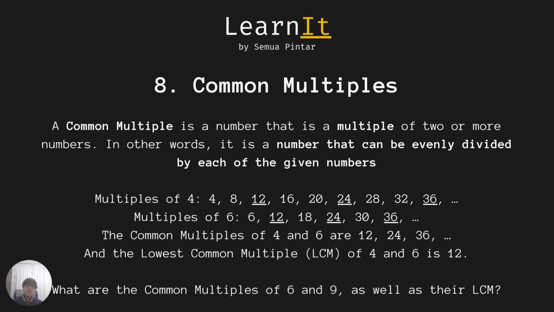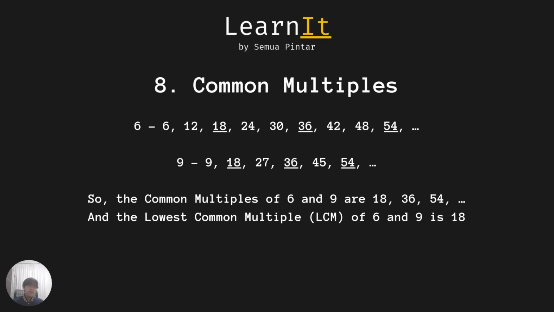So again, let's try a bit of practice. What are the common multiples of 6 and 9, as well as their LCM, or lowest common multiple? The same step applies to common multiples, where we should list down all the multiples for each number. In this case, 6 is 6, 12, 18, 24, 30, 36, and so on and so forth. And 9 is 9, 18, 27, 36, and so on and so forth. So the common multiples of 6 and 9 are 18, 36, 54, or otherwise known as the numbers that appear in both lists. And the lowest common multiple, or the LCM, is the lowest number from this set, which is 18.